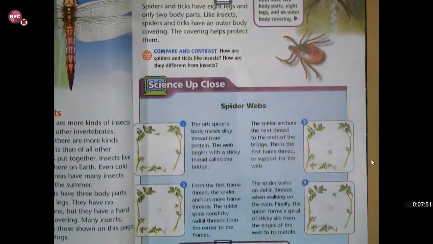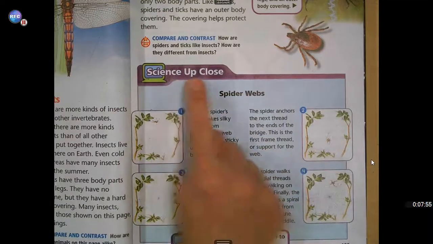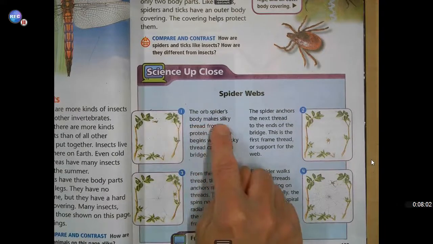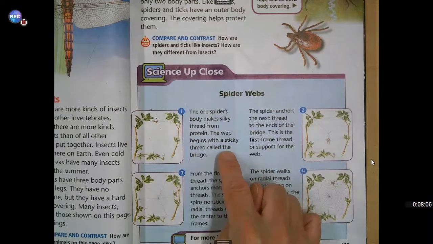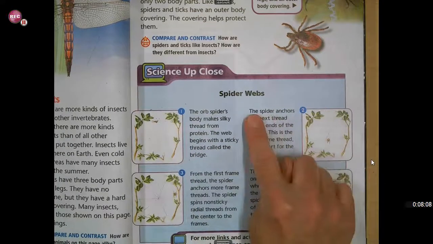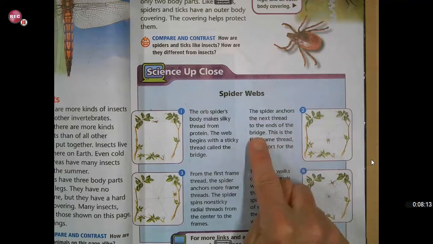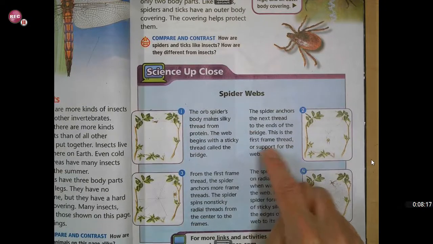Okay, here's some information about spiders' webs. So let's read this. This is Science Up Close, spider webs. The orb spider's body makes silky thread from protein. The web begins with a sticky thread called the bridge. The spider anchors the next thread to the ends of the bridge. This is the first frame thread or support for the web.